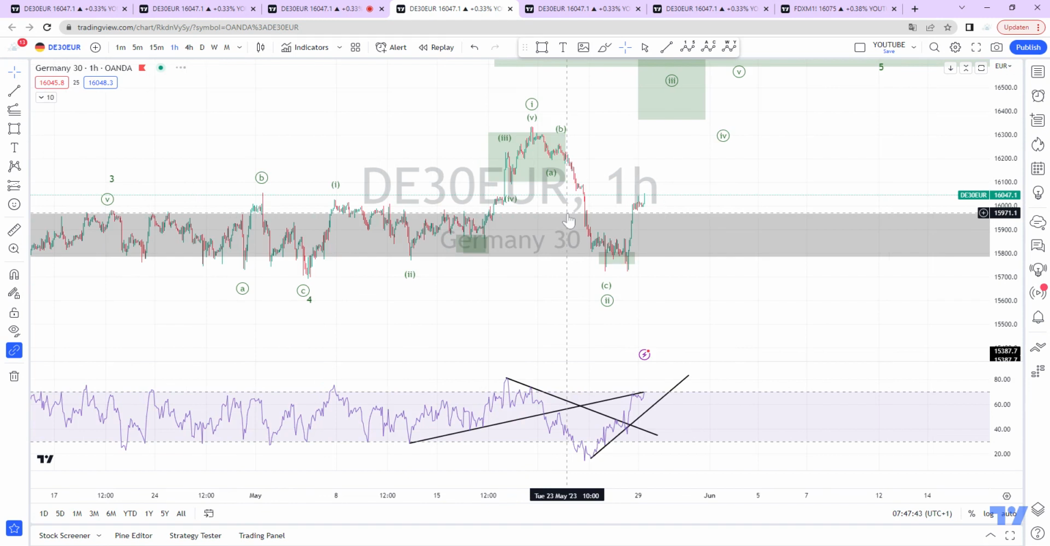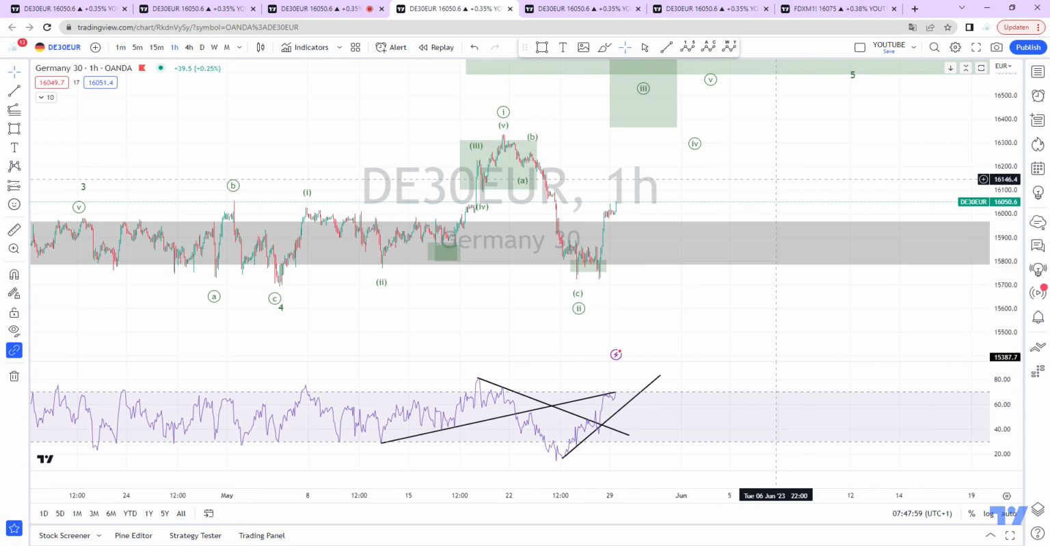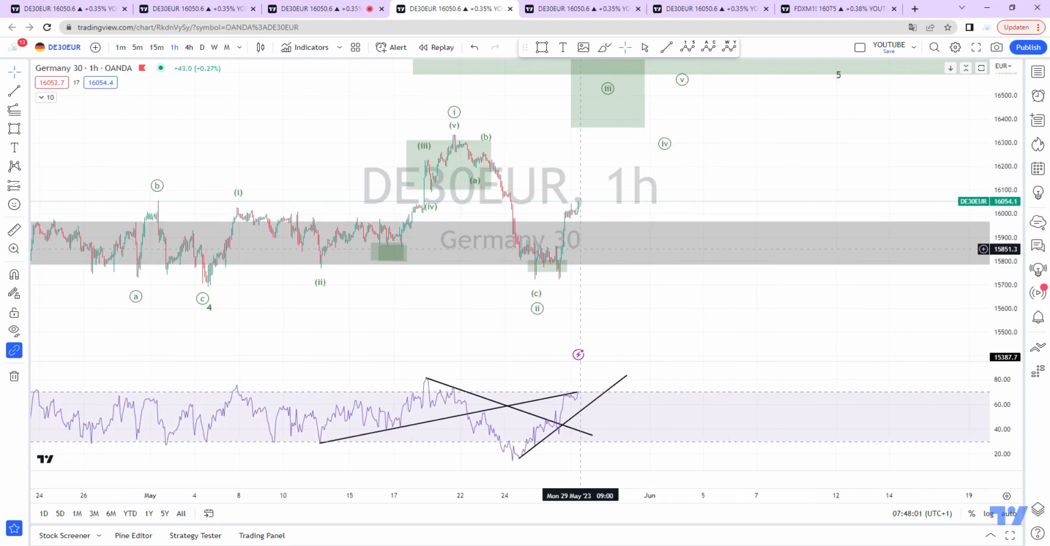So my take is that for now, I would assume this is a wave 1 to the upside. We have 5 waves here, 1, 2, 3, 4, 5. We came down in an ABC. This is our wave 2. And now we might be working on a wave 3 to the upside.